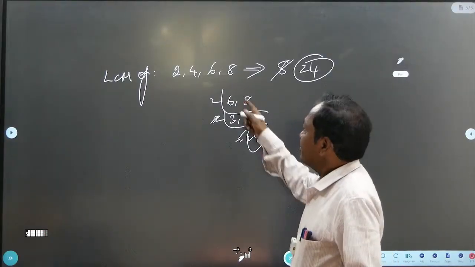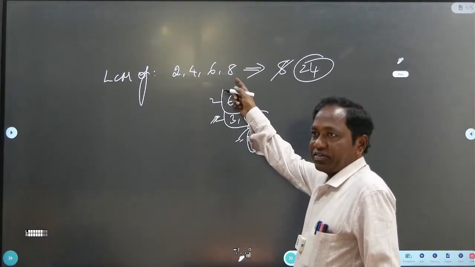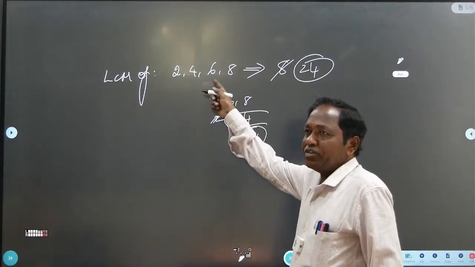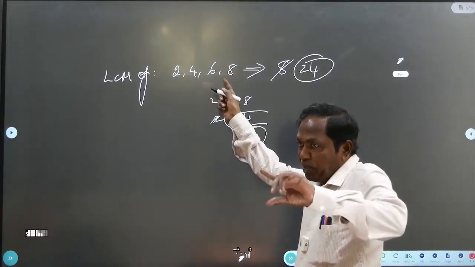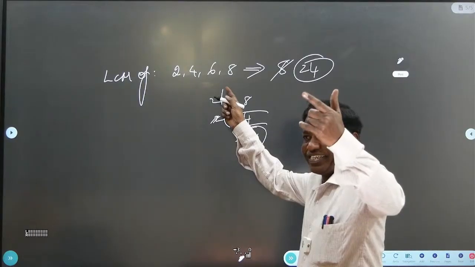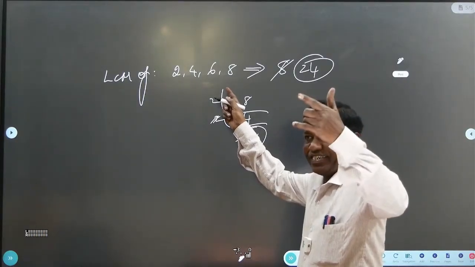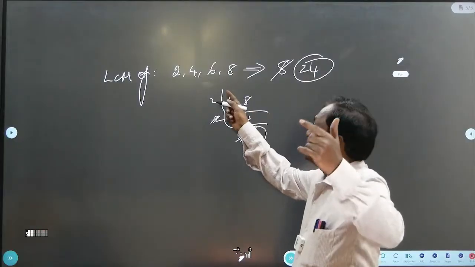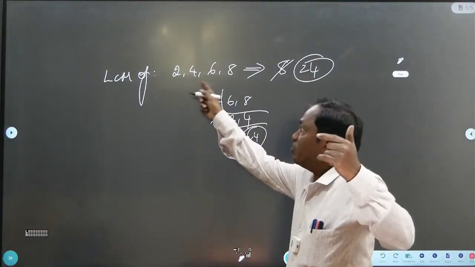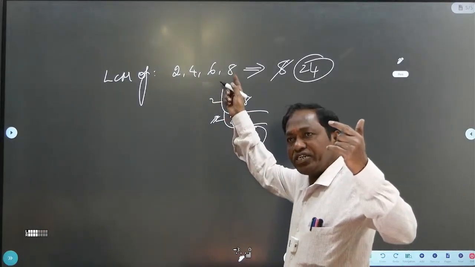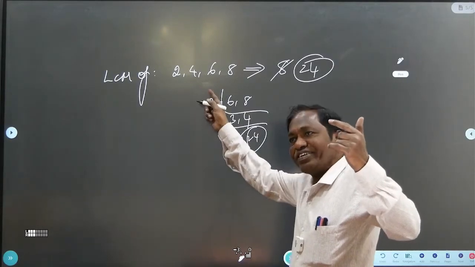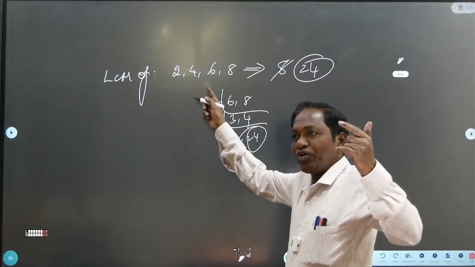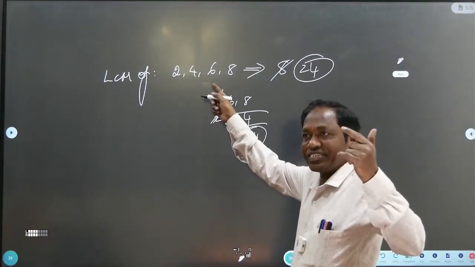Or we can see now, the largest number is what? 8. So 8 cannot be divided by 6, 8 is not a multiple of 6. Then you have to look at the multiples of 8. What is the next multiple of 8? 16. Is 16 divisible by 6? For 2 and 4 you need not check, because 8 is already a multiple of 2 and 4, and the multiples of 8 are also multiples of 2 and 4. The only thing is you have to check for 6.